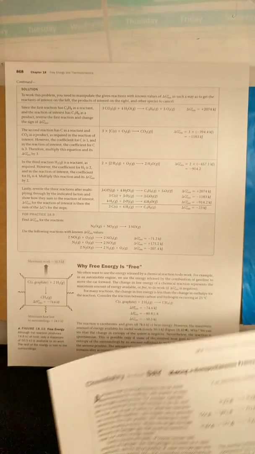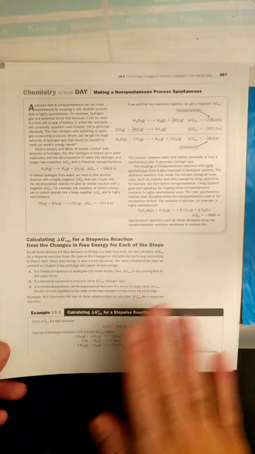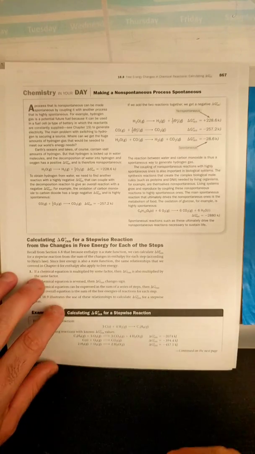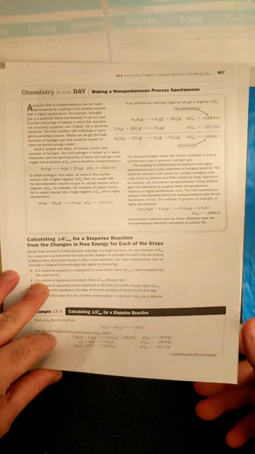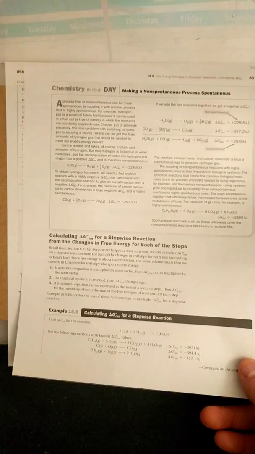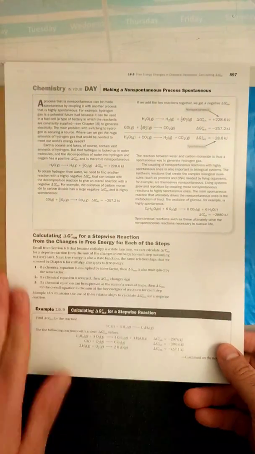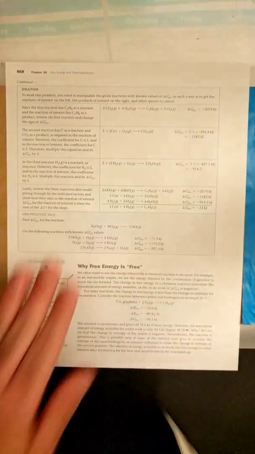And then the last sort of thing, you don't have to worry about delta G from stepwise. Skip that. That's kind of like calculating delta H stepwise, and that's really outside the scope of this AP world. So don't worry about the stepwise stuff. You could skip that. You could skip this problem.